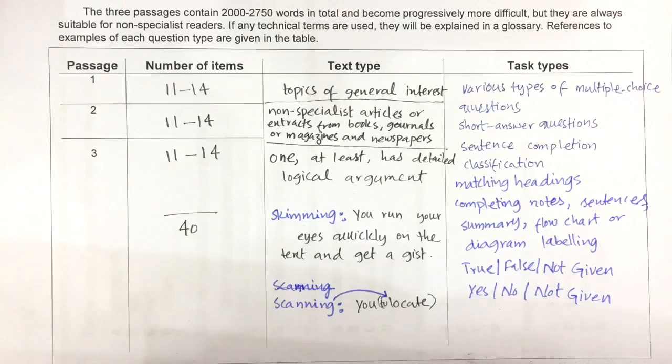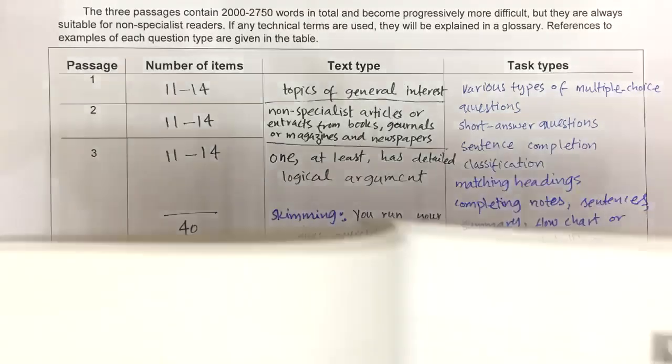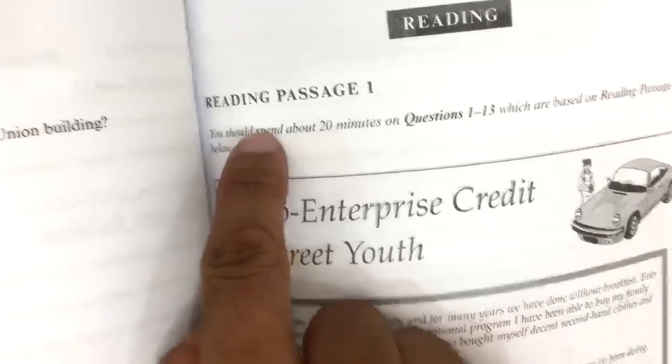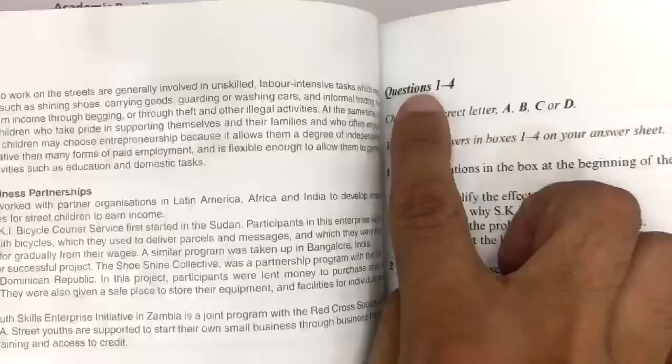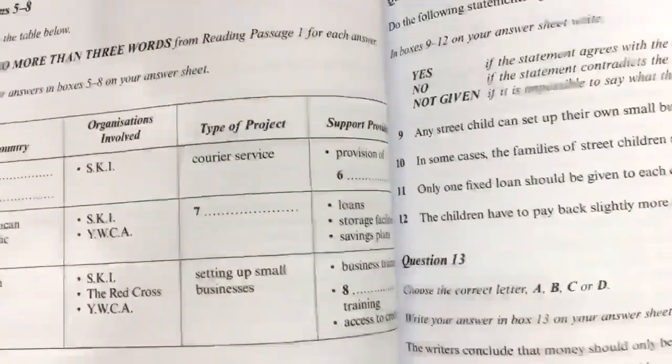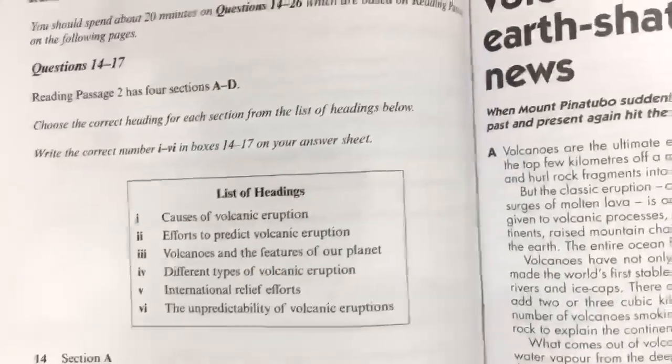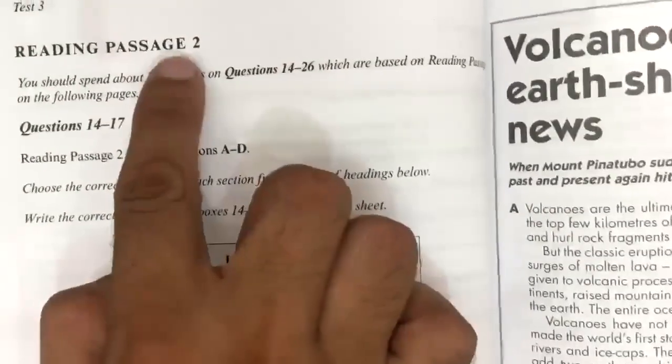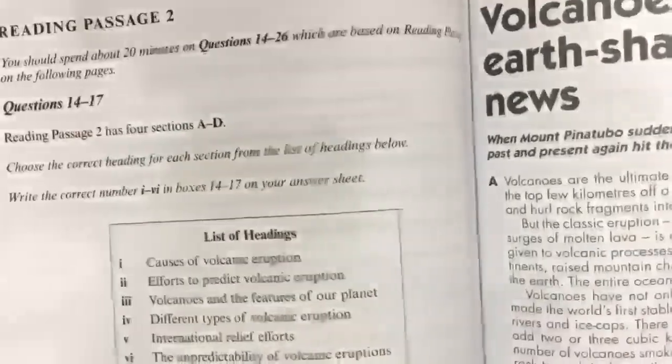Alright, ladies and gentlemen, now I'm going to show you the complete reading test. I have got a book for you, and here there is passage 1. You can see this is a complete passage 1 like this, and in passage 1 we have questions from 1 to 13, okay? And then there is passage 2, and in passage 2 we have questions from 14 to 26.